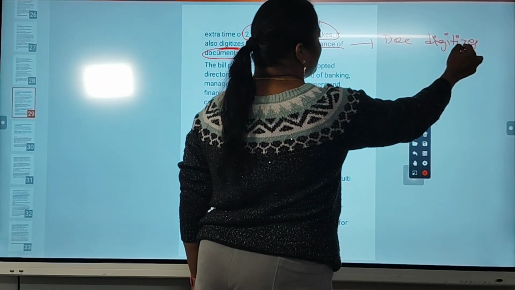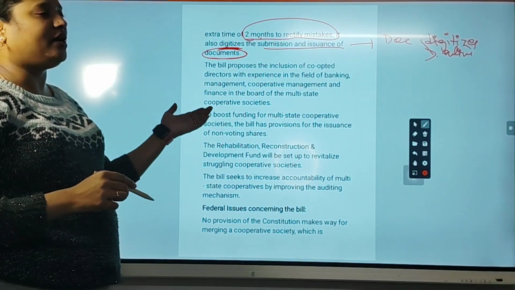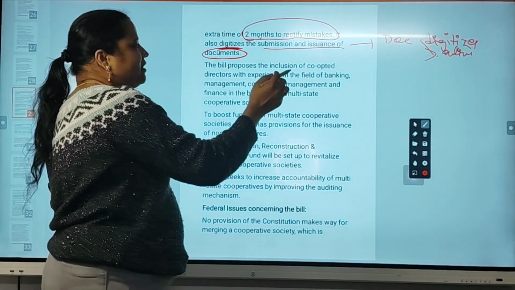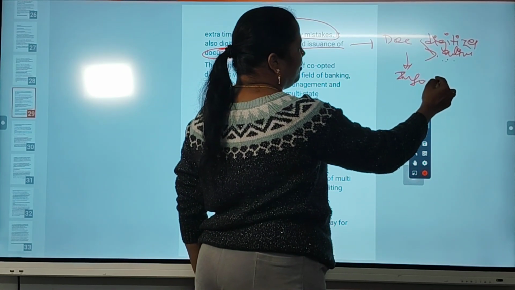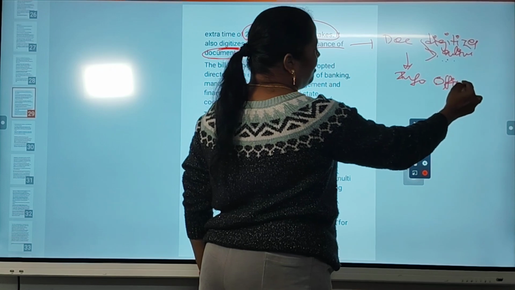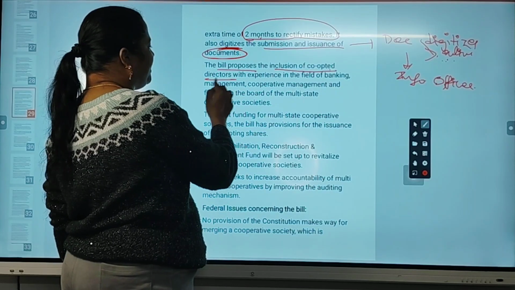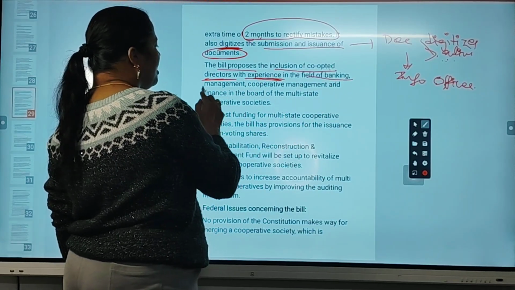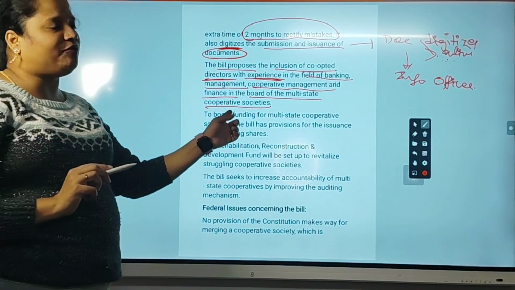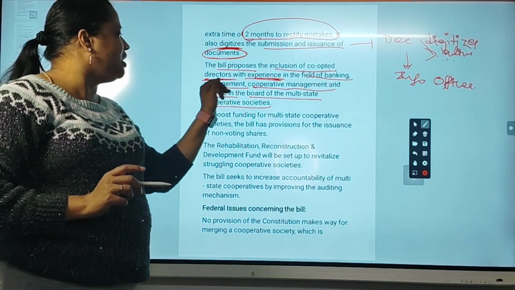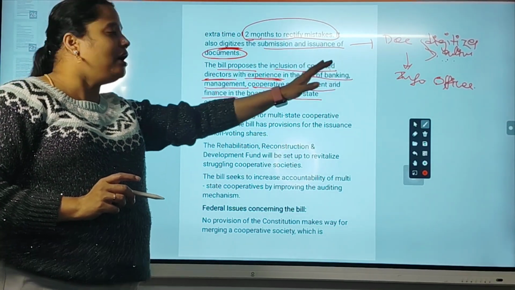Okay, and this information will be available online, so that any seekers can go to the online website and access the information. To manage this online system, an information officer and office will be established. The bill proposes inclusion of co-opted directors with experience in the field of banking, management, cooperative management and finance in the board of multi-state cooperatives. They will have the relevant experience, then only they can manage the cooperative easily.